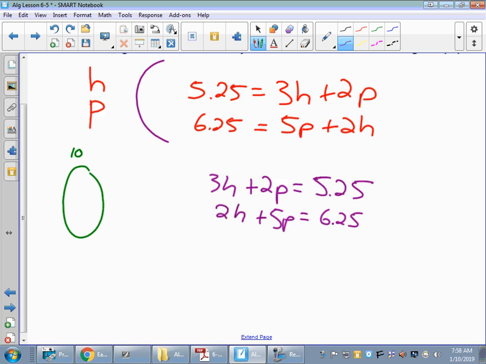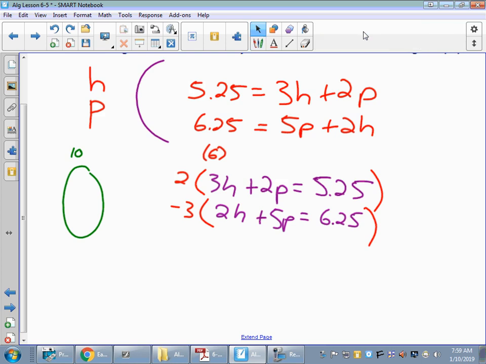Okay, so if I want to get to that 6, remember that's the key, is to get to a 6 up here. To do that, I'm going to have to multiply the top equation by 2 because 2 times 3 equals 6. And then the bottom equation I'd have to multiply by 3, but I'd also have to multiply it by a negative 3 because I want them to be opposite signs so that we can eliminate them. So let's go ahead and do that.